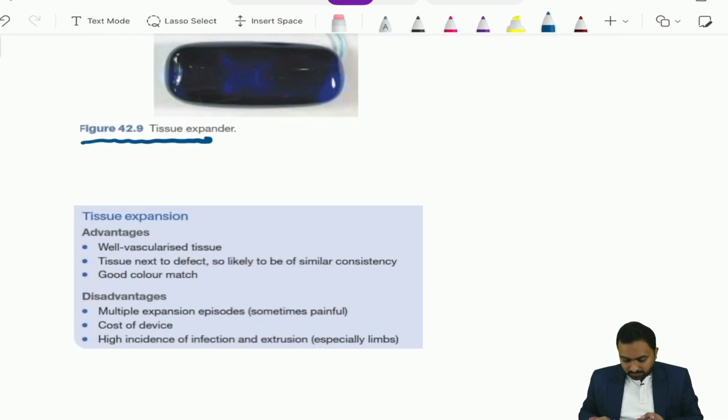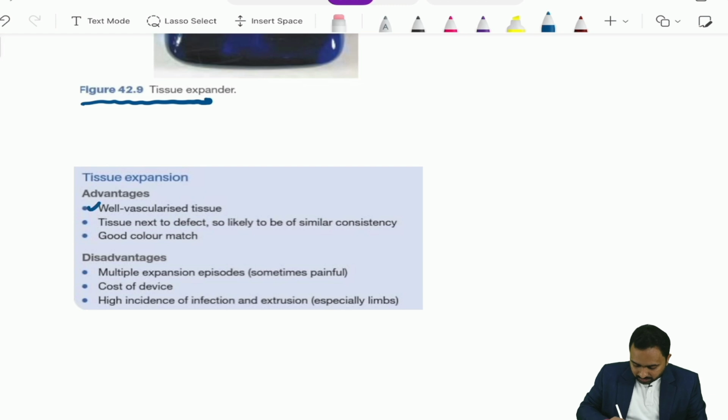Now you have your tissue expansion. Your advantages include it is a well vascularized tissue, it is tissue next to defects, so likely to be of similar consistency, and the disadvantages include your multiple expansion episodes are needed, the cost of device, and high incidence of infection and extrusion. So this was in short about your flaps and your tissue expander. Thank you.